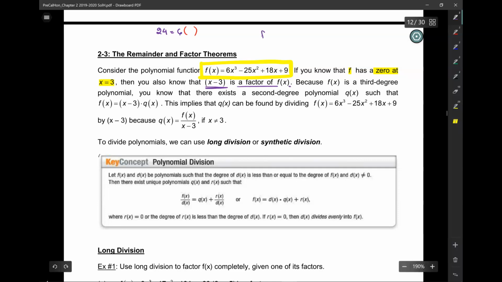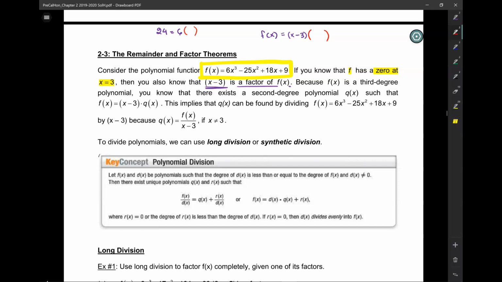So, if I have f of x, just like if 6 is a factor of 24, I know that 24 is 6 times something else. If I know that x minus 3 is a factor of f of x, then I know that f of x is equal to x minus 3 times something else. Okay? Now, in the case of numbers, 24 is equal to 6 times another number, another constant.